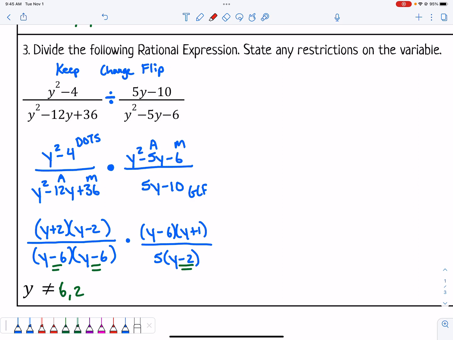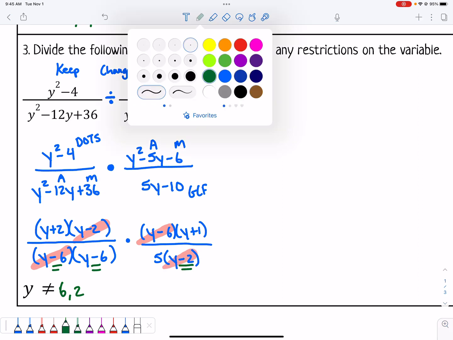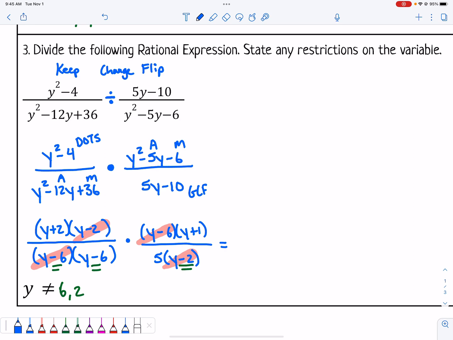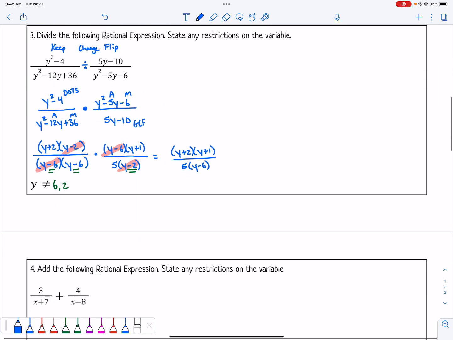Let's cross out the common factors. So I have y minus 6 at the top and the bottom, y minus 2 at the top and the bottom, and then that looks like that's all I can cancel out. So I'm going to bring over y plus 2, y plus 1 in the numerator, and then 5 times y minus 6 in the denominator, and then that's all I can do for number 3.